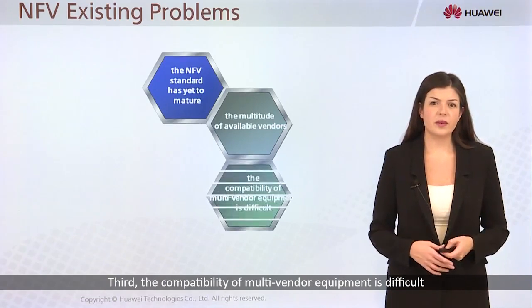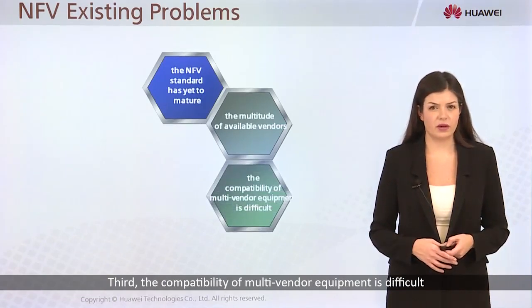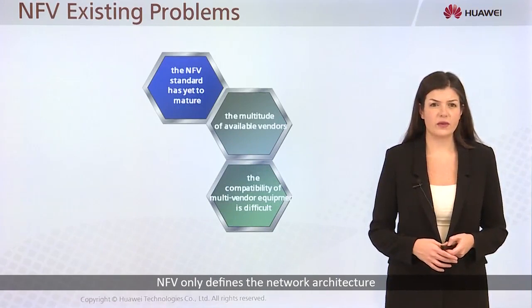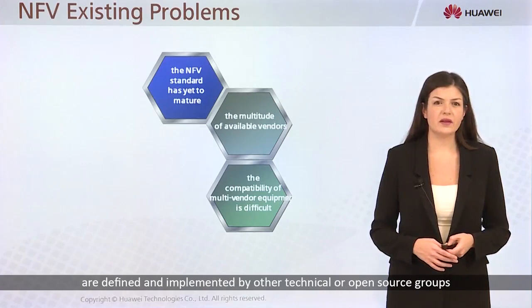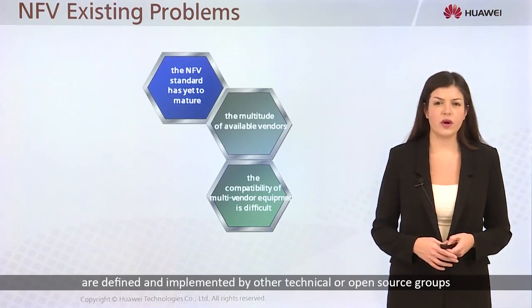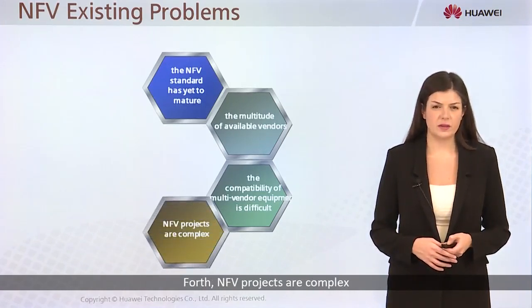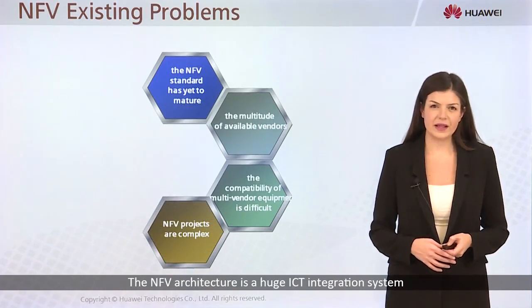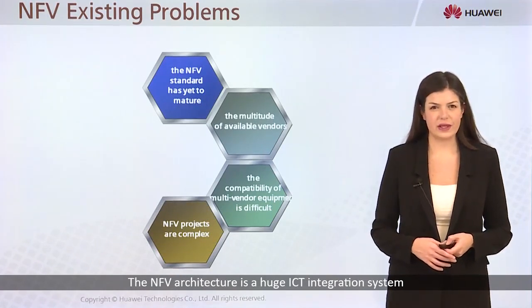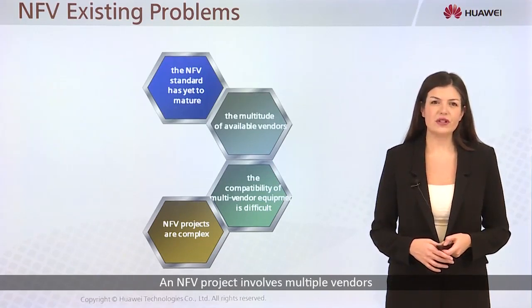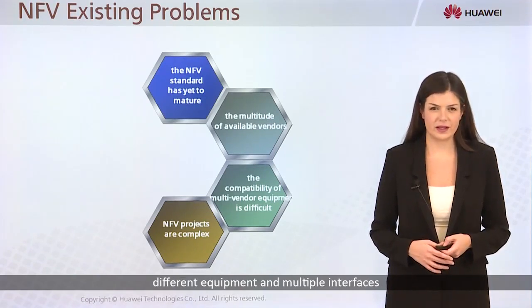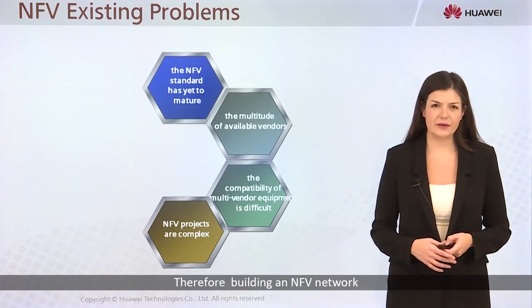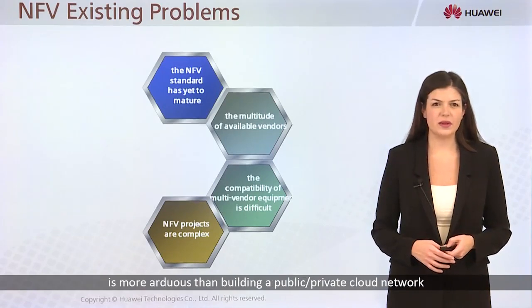Third, the compatibility of multi-vendor equipment is difficult. NFV only defines the network architecture. Interfaces, however, are defined and implemented by other technical or open source groups. Fourth, NFV projects are complex. The NFV architecture is a huge ICT integration system. An NFV project involves multiple vendors, different equipment, and multiple interfaces. Therefore, building an NFV network is more arduous than building a public or private cloud network.